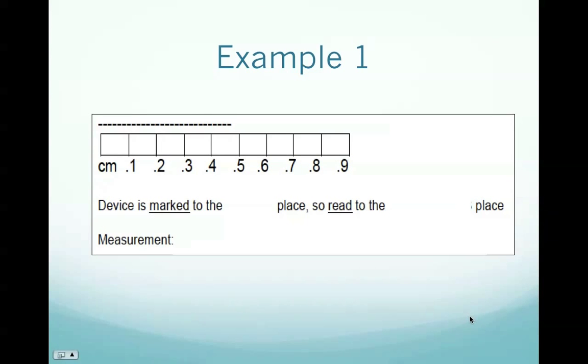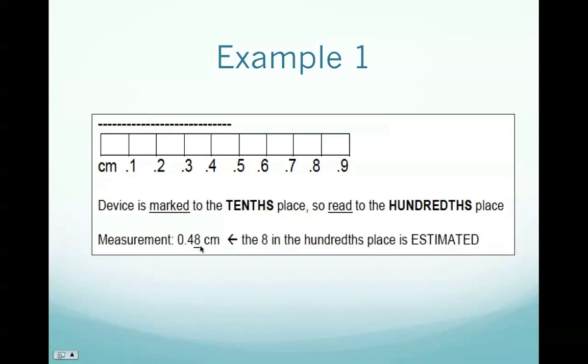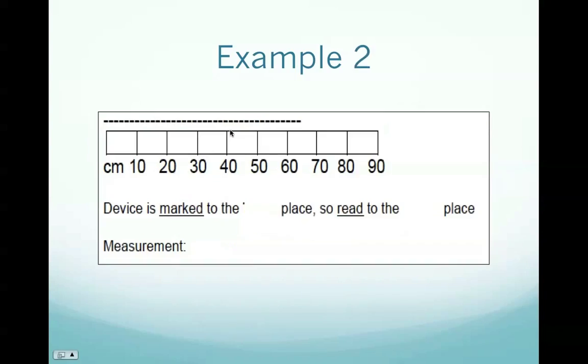Alright, so in your first example, you're going to see two different rulers here. Here we have it going to the tenths place, so that means we would read or estimate one additional place value, which would be to the hundredths place. So here our measurement would be 0.48 centimeters. The 8 in our hundredths place is our estimated digit. We had to estimate between the 0.4 and the 0.5 where we felt that line went to.